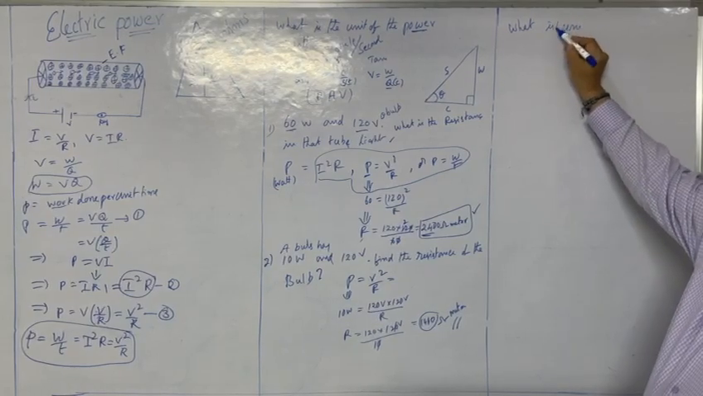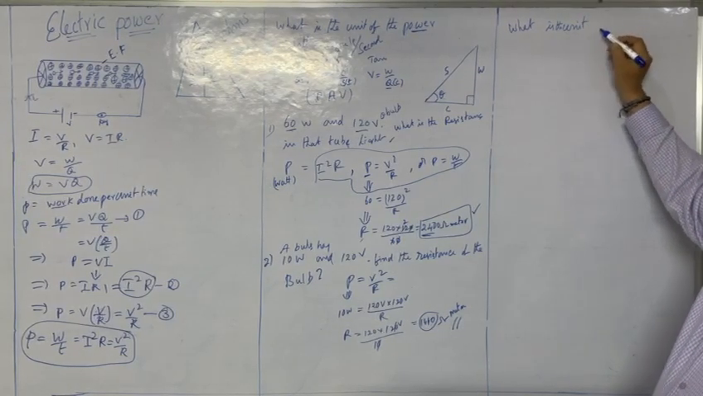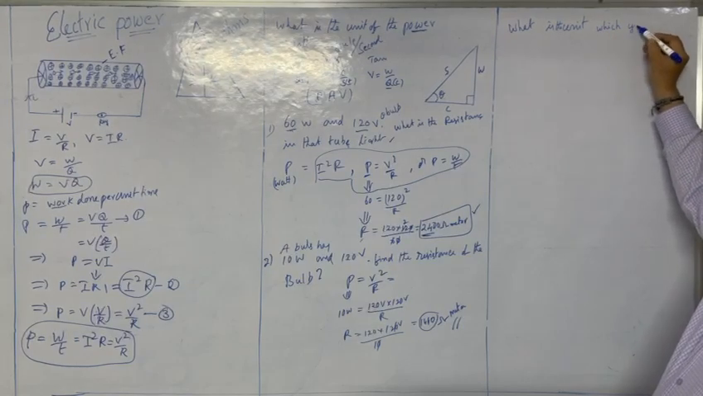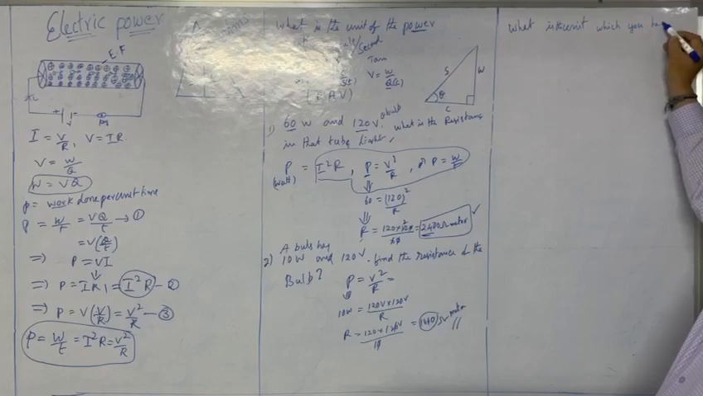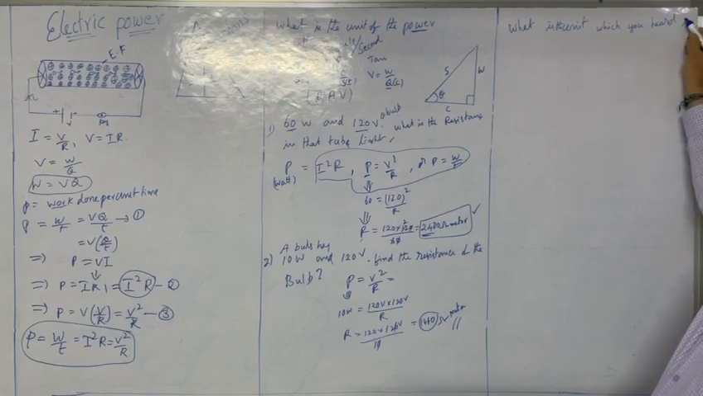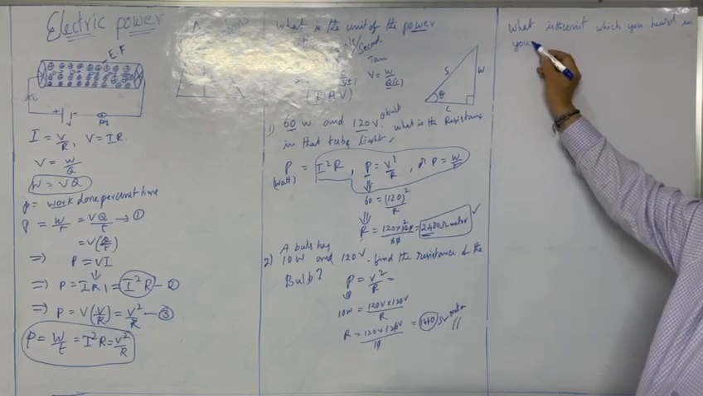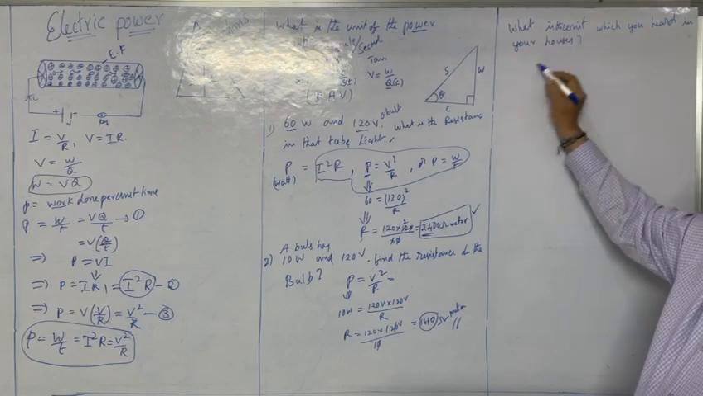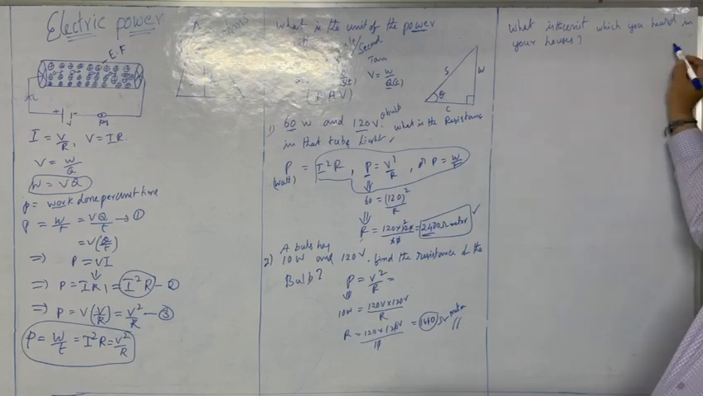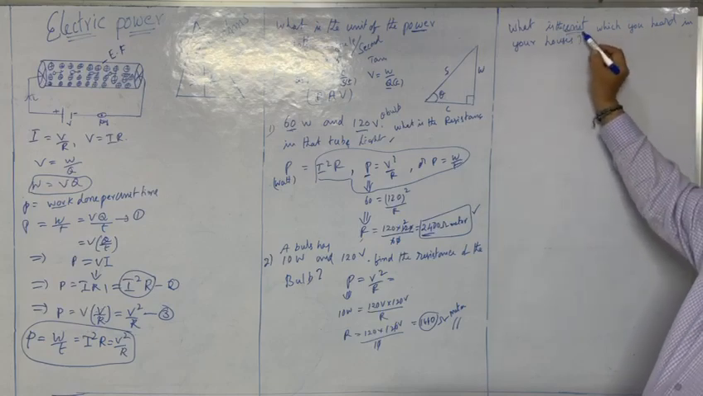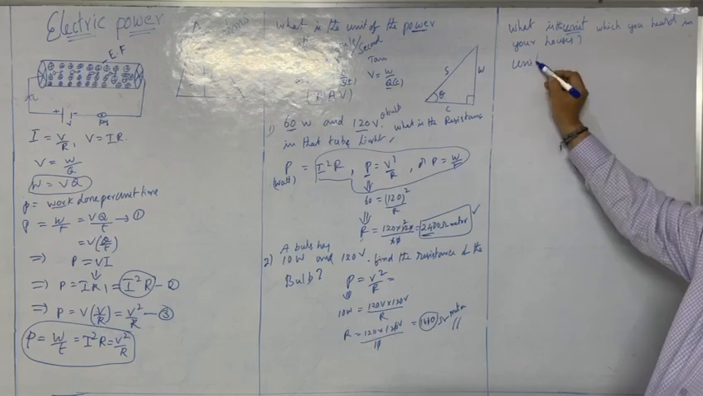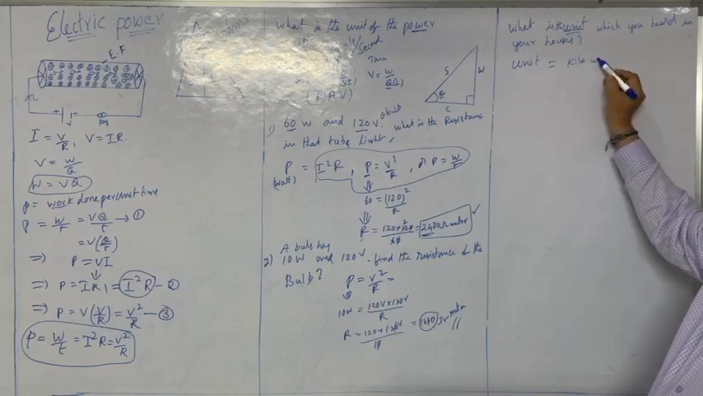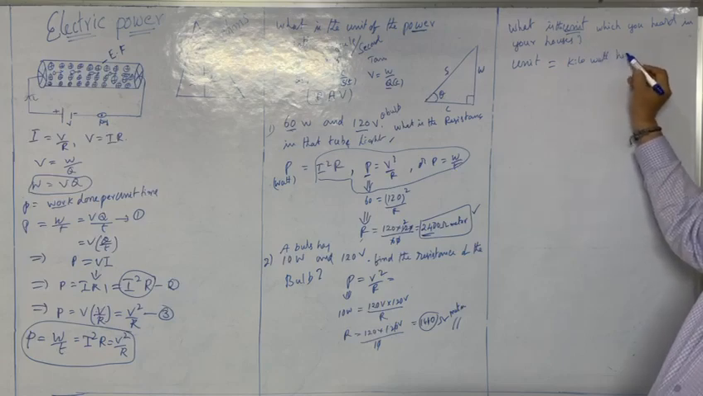What is the unit which you use in your houses? The unit is equal to kilowatt hour.